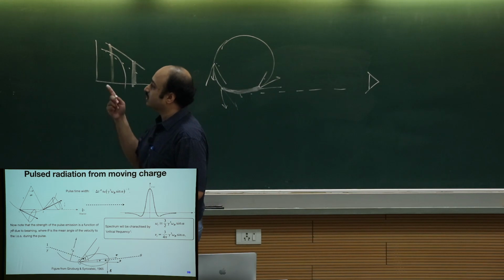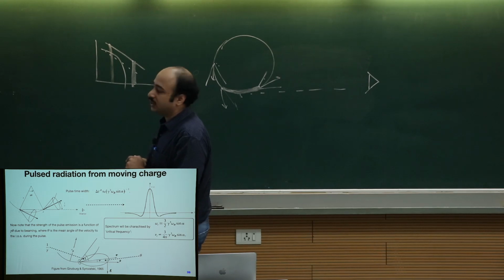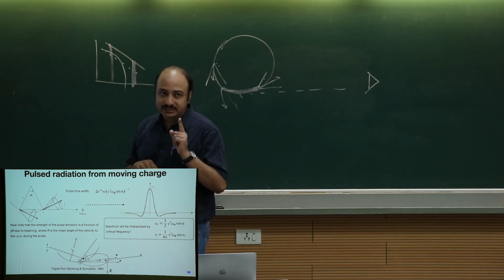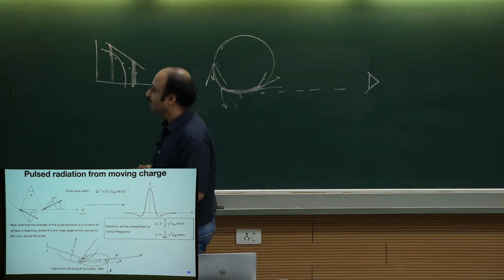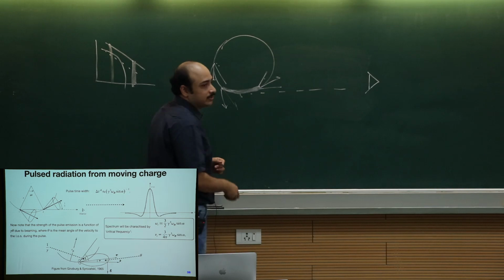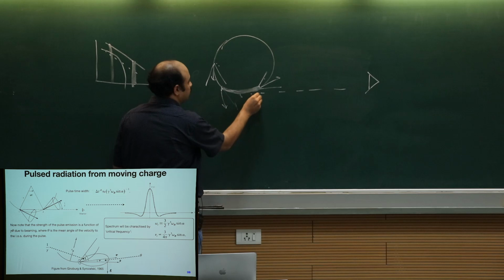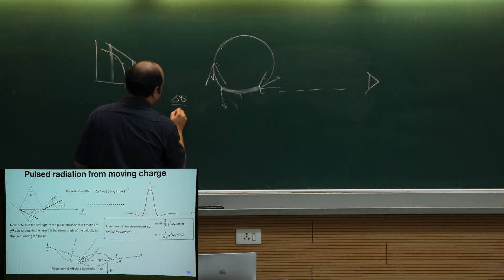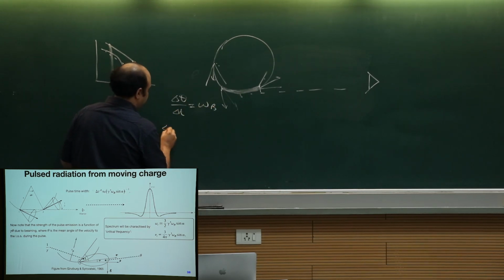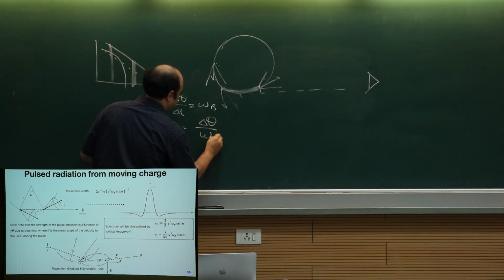So what is the width of this pulse? You can do some very quick back of the envelope calculations. I'll sketch it for you. This is derived in Rybicki in a more elaborate way, but you know the total gyration frequency. So what is the time that the charge spends between these 2 points? So this is delta theta over delta t equals omega b. Delta t is delta theta by omega b.